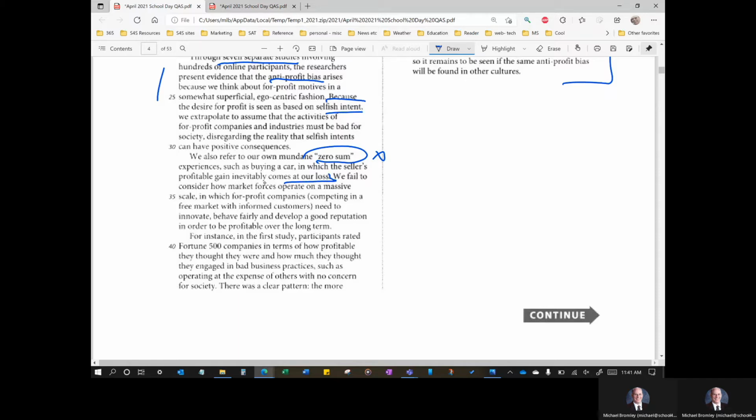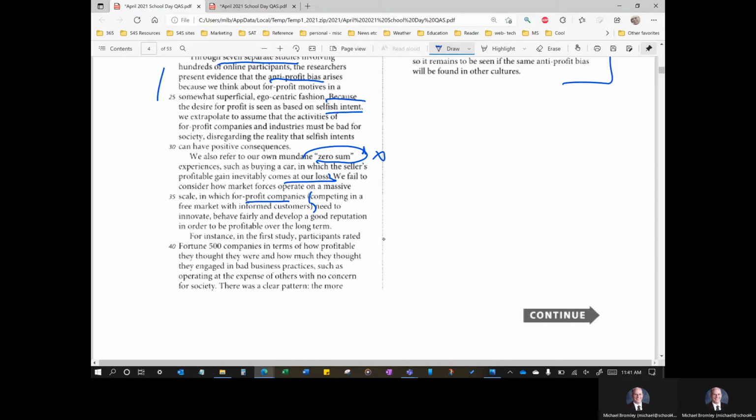Really? I don't get anything when I buy a car. Don't I get a car? We also refer to our mundane zero-sum experiences, such as buying a car, but that's in quotes, so I'm not sure what they're doing with that word. We fail to consider how market forces operate on a massive scale in which for-profit companies pay attention to parenthetical stuff. For-profit companies competing in a free market with informed customers need to innovate, blah, blah, blah, behave fairly.